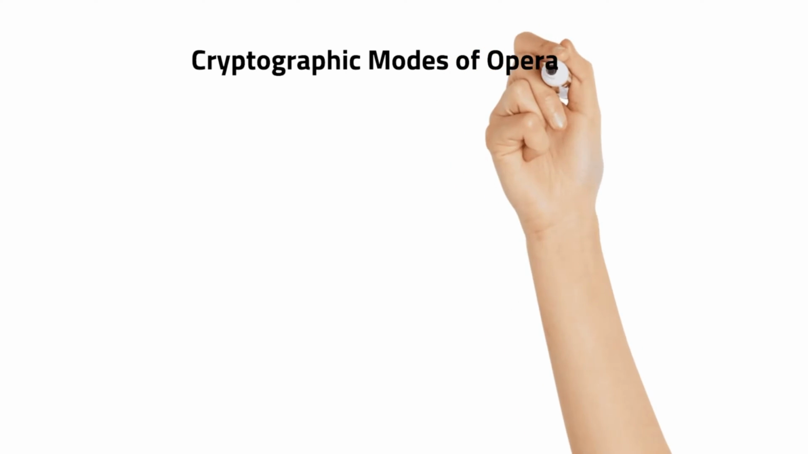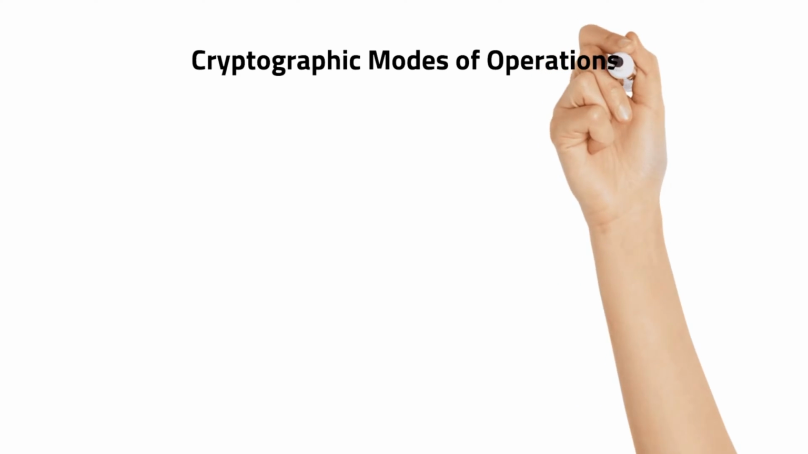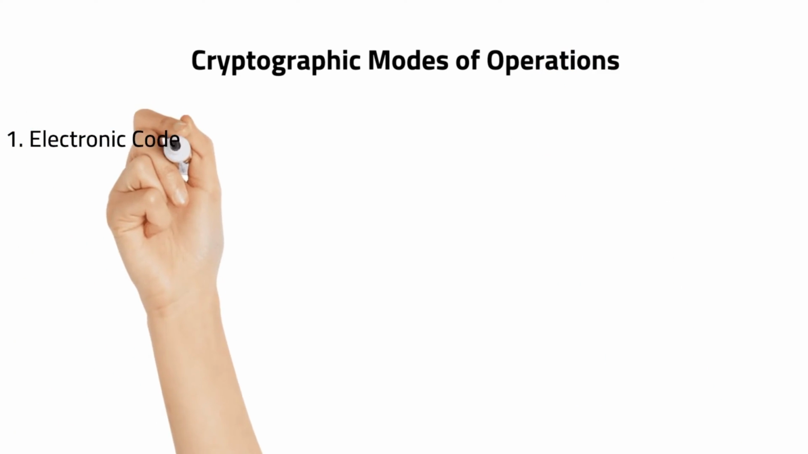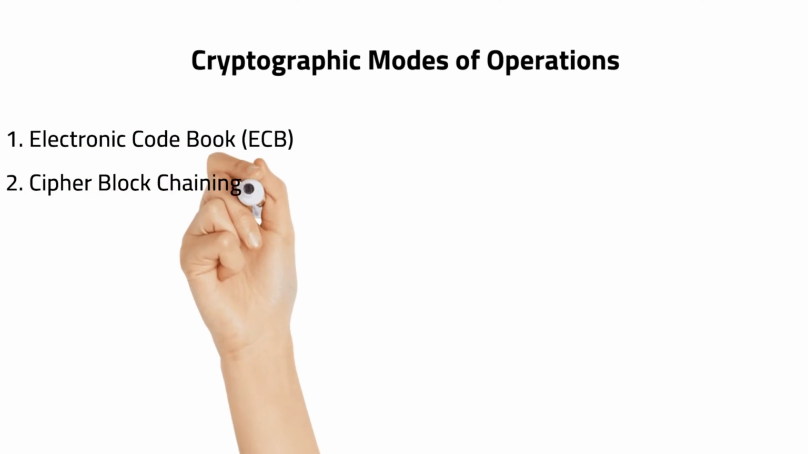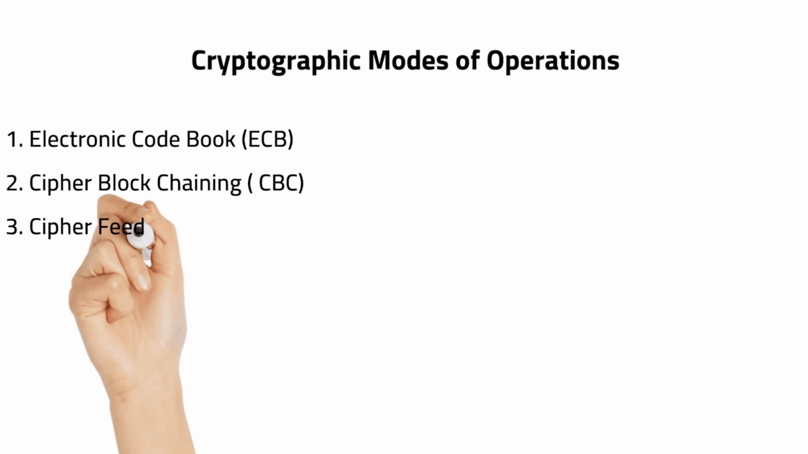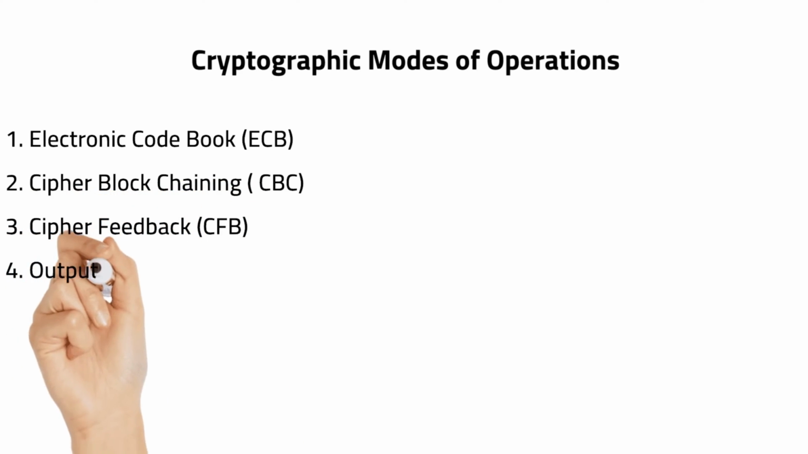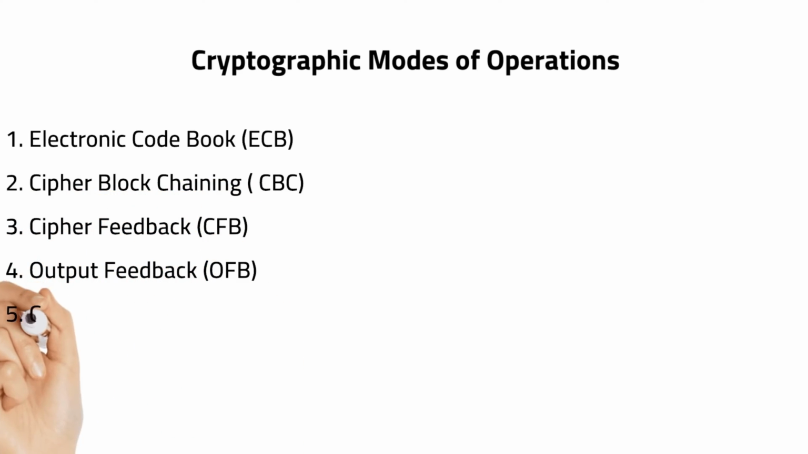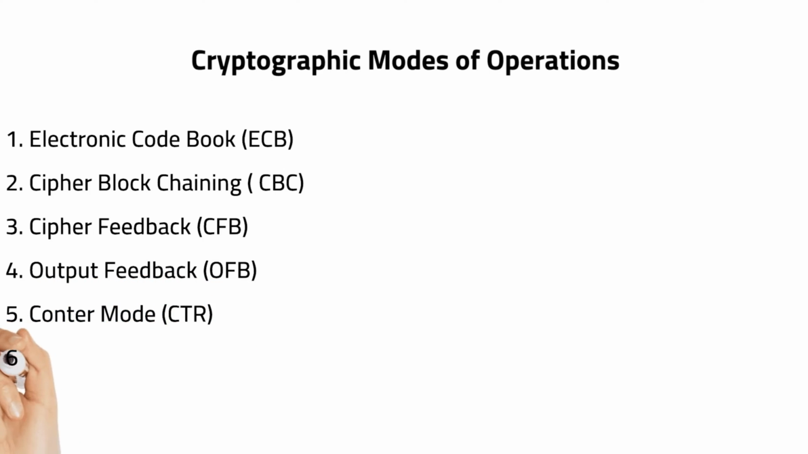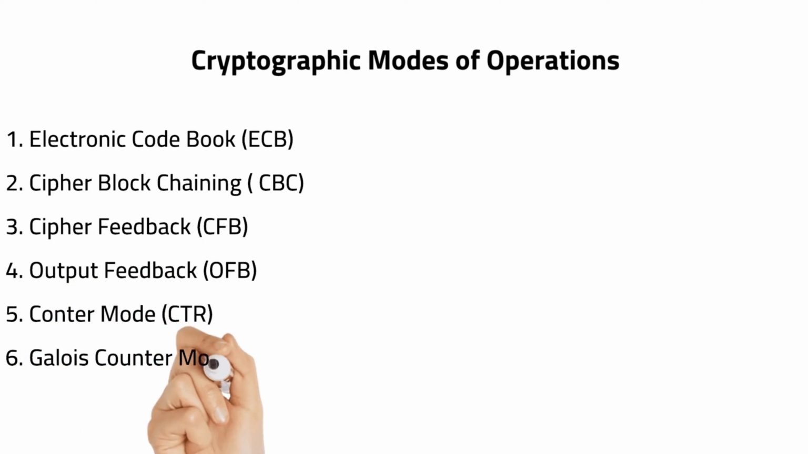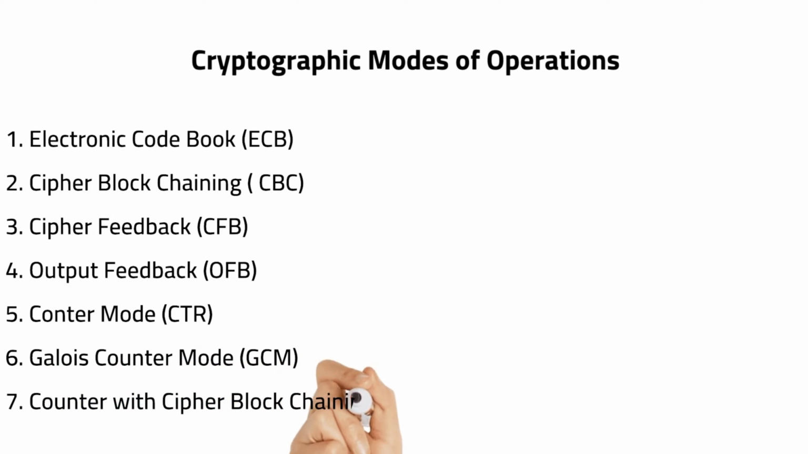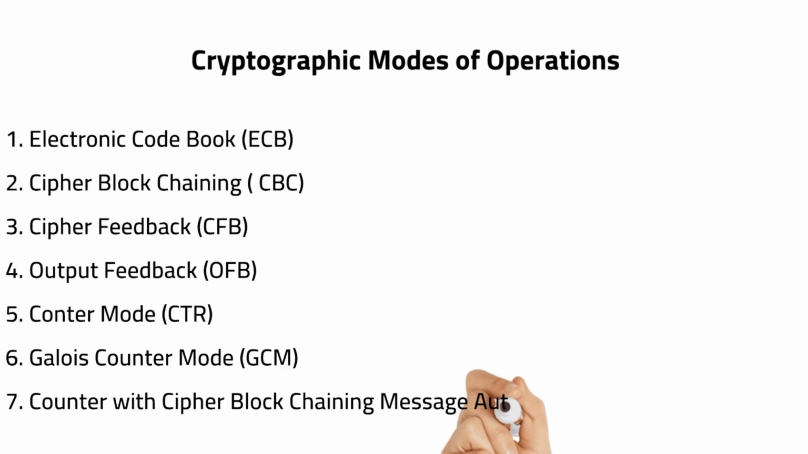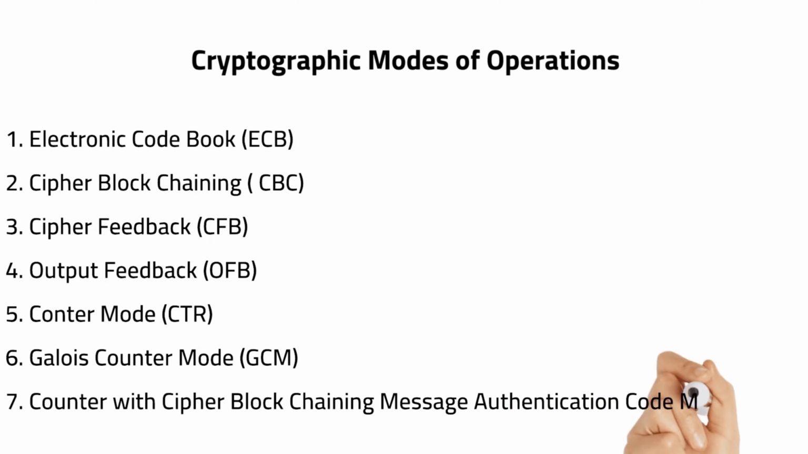Cryptographic modes of operation describe the different ways that a cryptographic algorithm may transform data to achieve sufficient complexity that offers protection against attack. The major modes of operation are electronic codebook, cipher block chaining mode, cipher block feedback mode, output feedback mode, counter mode, Galois counter mode, and counter with cipher block chaining message authentication code.